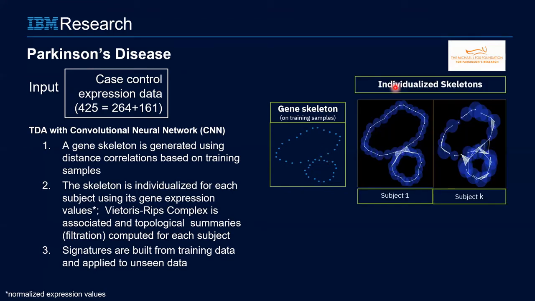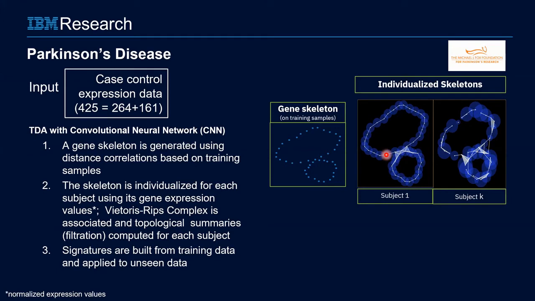And then we individualize these skeletons by associating the gene expression value of that subject. Of course, these expression values are appropriately normalized. So now what it means here is that imagine you have a ball on each of these nodes which correspond to the genes, and each ball corresponds to the gene expression value of those genes, and you expand the ball as we go, and that's our containment filtration that we are doing. And the expansion is at the rate that is determined by the expression value of that gene.